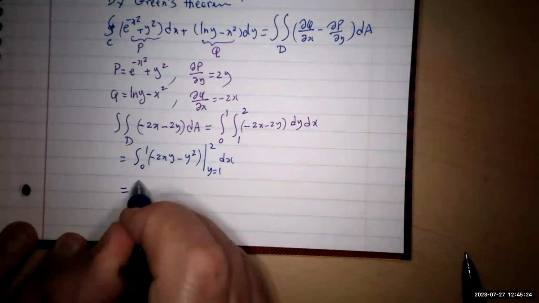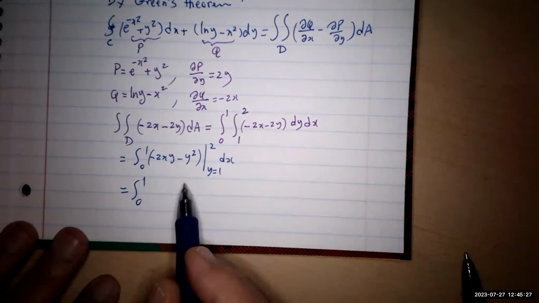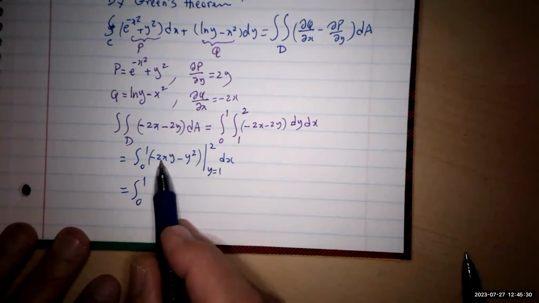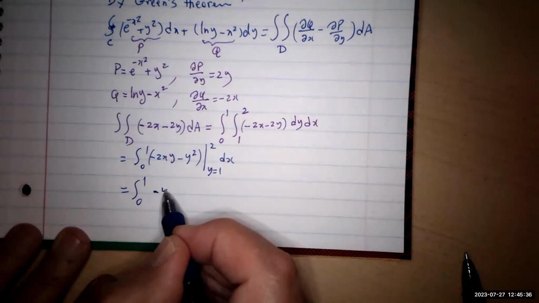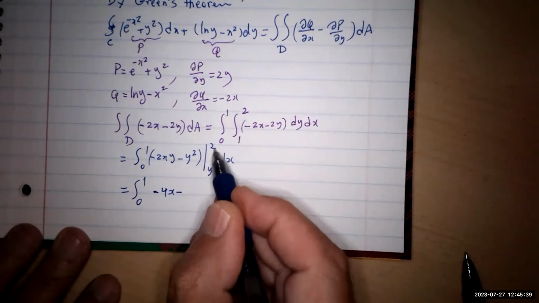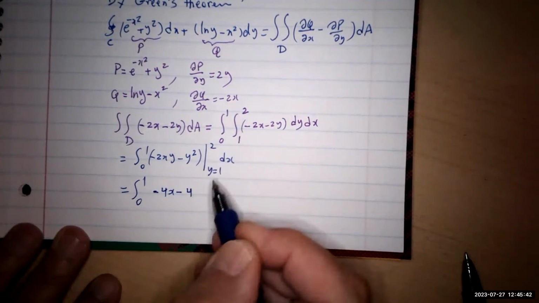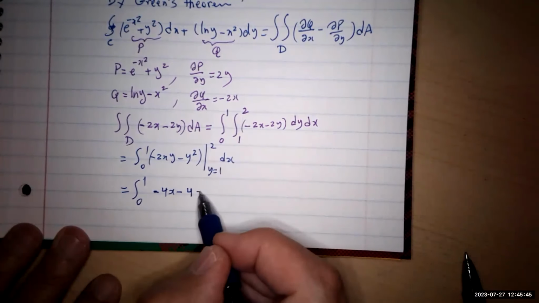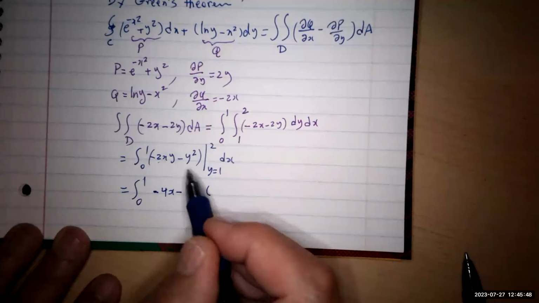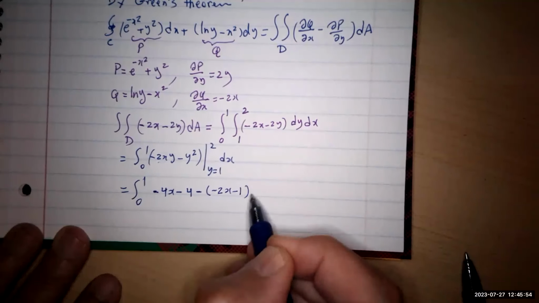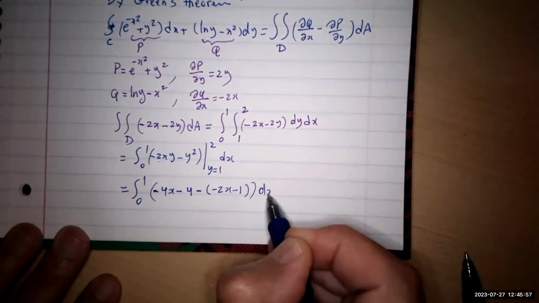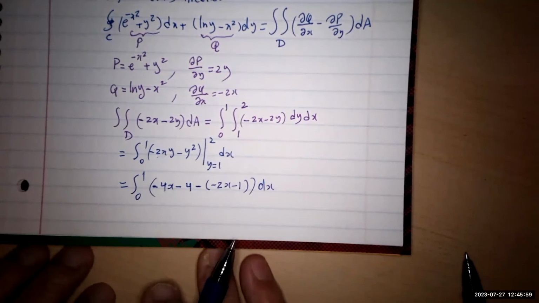So it's going to be equal to the integral from 0 to 1 of minus 2xy, with y equal to 2. That gives you 2 times 2, 4, so 4x. Minus, if you replace y by 2, that gives you 4. That's when you put y equal to 2. Then minus, when you put y equal to 1, that gives you negative 2x minus 1. And then everything dx. Then continue to get this one.